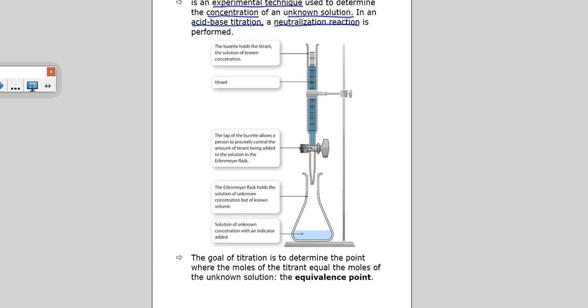So this is the setup. Let's go over the equipment first. So this piece of equipment here you're probably familiar with. This is a retort stand. So there's your retort stand. It's going to hold all of the apparatus together. This guy up here is a clamp. This piece of equipment you should also be familiar with. That's an Erlenmeyer flask.